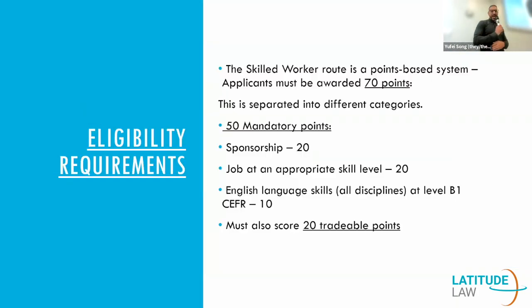In terms of the eligibility requirements, they are broken down into 70 points, of which the first 50 points include having a certificate of sponsorship, the job being at an appropriate skill level, and an English language requirement. The other 20 points to make 70 are what are known as tradable points, which have to do with salary. I'll break down each requirement, the 20, 20, 10, and 20, over the next few slides.